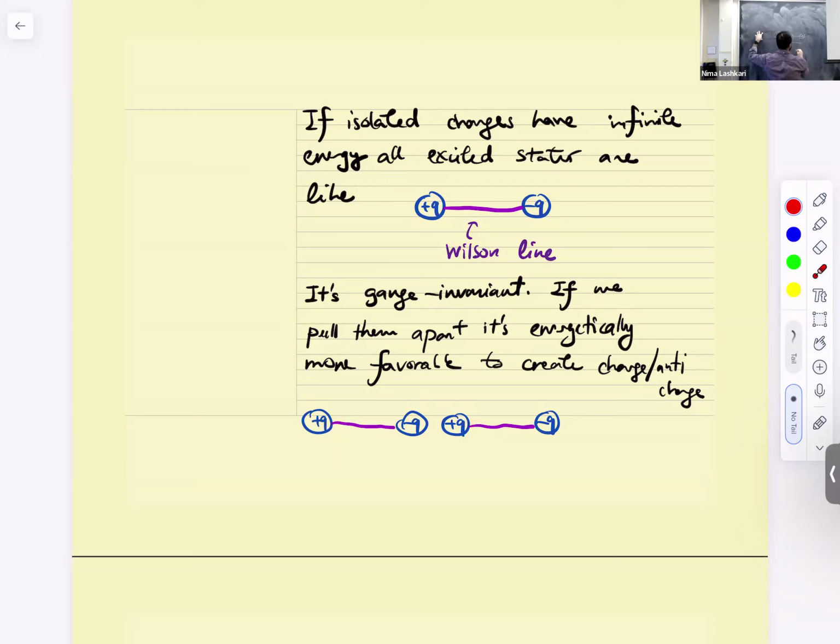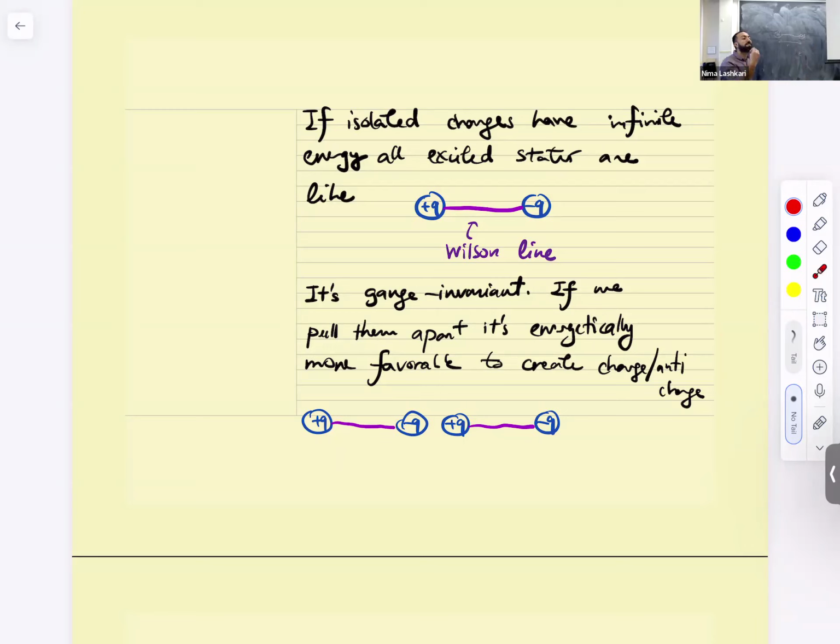Try to stretch it. So there's an energy cost for this configuration. Keep stretching this, right? The energy will change. And the point is that if the tension of the string is so much that it costs infinite energy to pull this to infinity, then you will never going to see a single electron. You're in the confined phase, right? That's the confined phase.